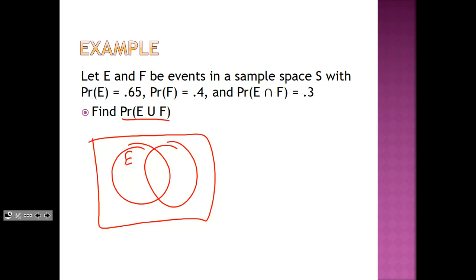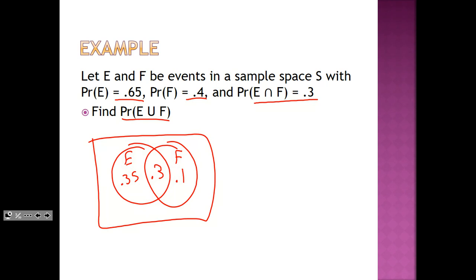So we have E, F. Remember, always start in the middle if we know it. In this case, we do know it, so 0.3. And we work our way out. The probability of E is 0.65, so 0.35 goes there, remember, because all of E has to add to 0.65. F is 0.4, so that leaves 0.1 over there.